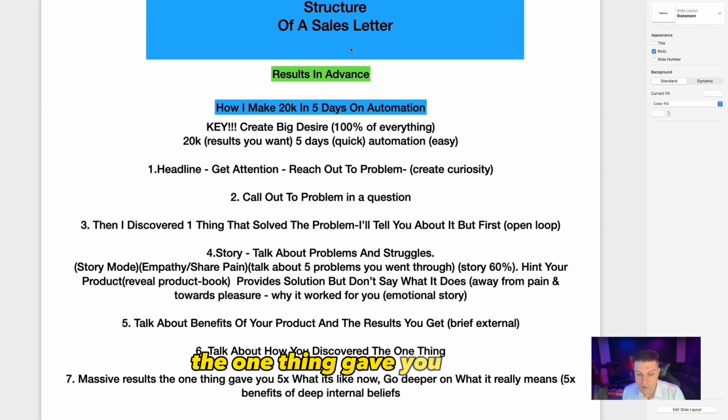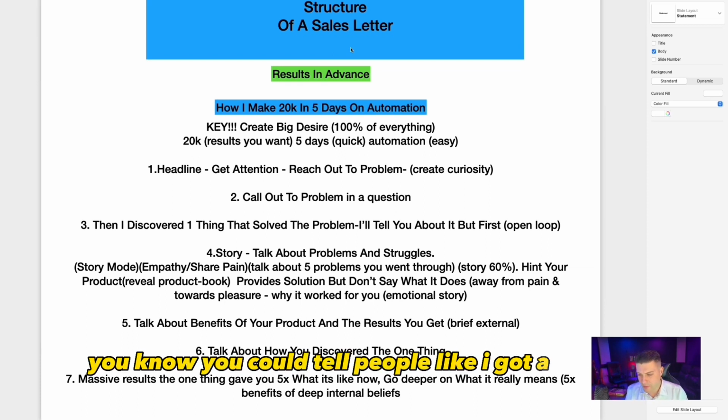The one thing gave you 5x what it's like now. So you tell them 5 different stories of what it's like now, how it transformed your life on an external level. If this is a money ad, you could talk about how it improved your life. You got a better house, you got a better car. But those are external beliefs.